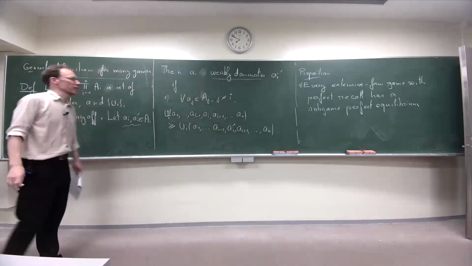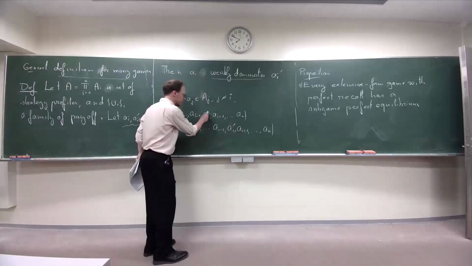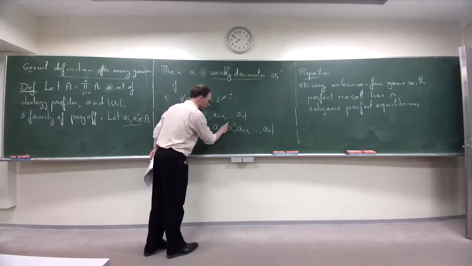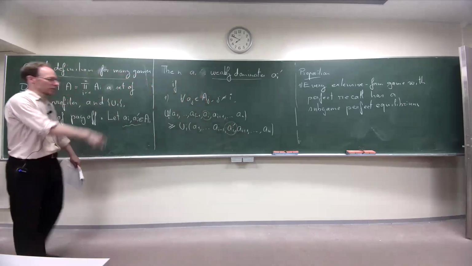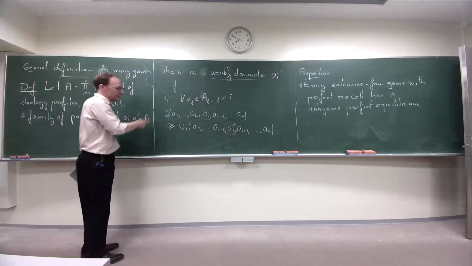So what you observe, it's simply I'm comparing this guy with this one, and all the other ones are the same. All strategies for the other players are the same, but I say that one weakly dominates the other one if we have this inequality.